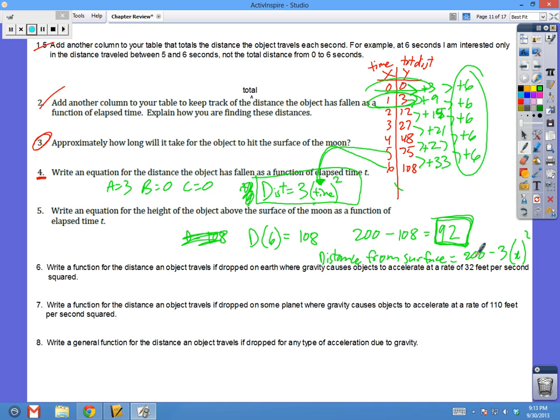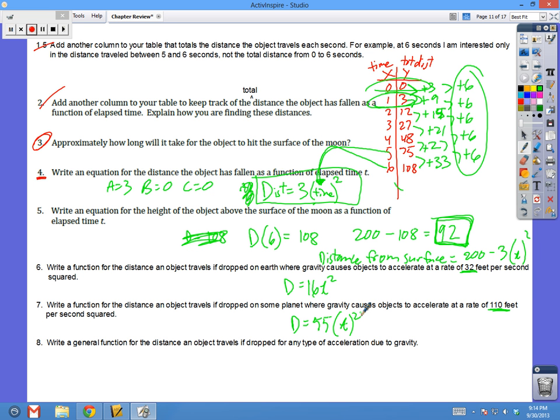Okay, look at 6. What if you're on Earth and the rate of increase due to gravity is 32 feet per second per second? So the distance is going to equal 16 times time squared. Number 7, what if your gravity causes it to accelerate at 110 feet per second per second? The distance is going to be the same. It's going to be 110 cut in half, so it's going to be 55 times whatever your time is squared.